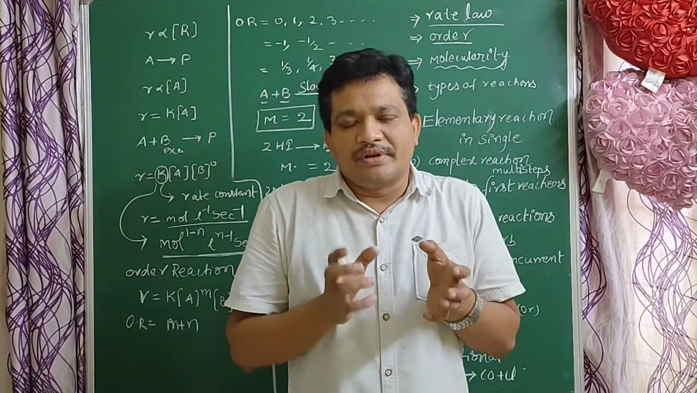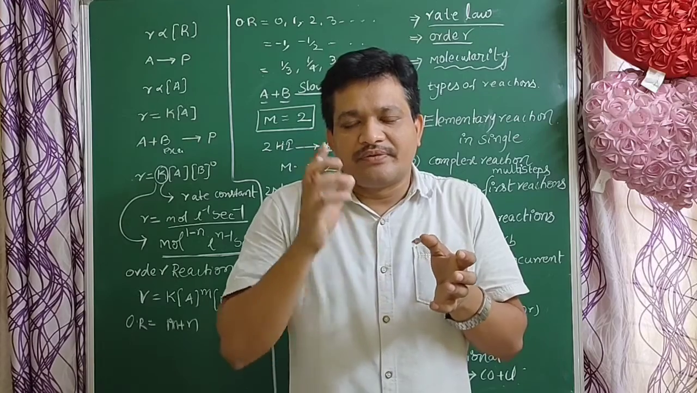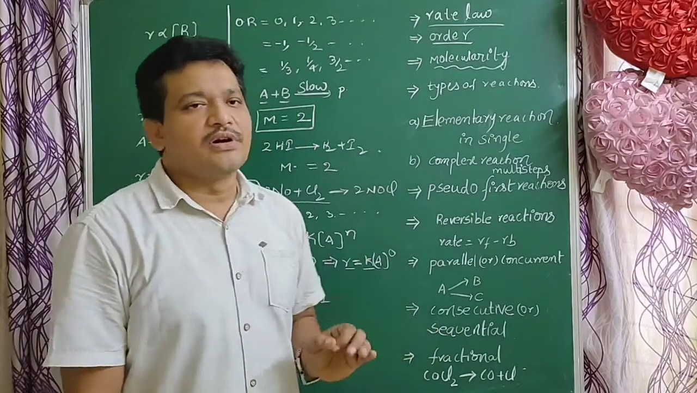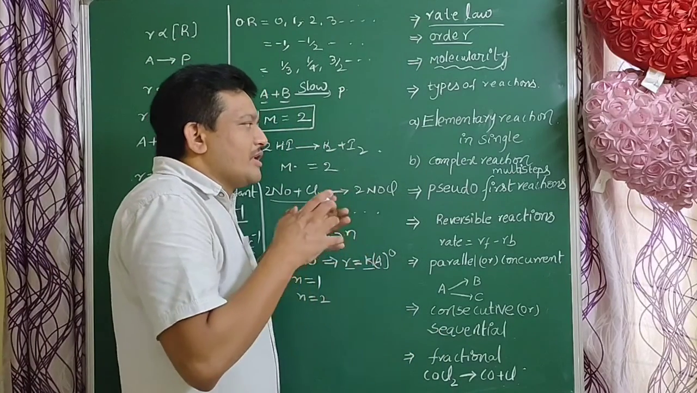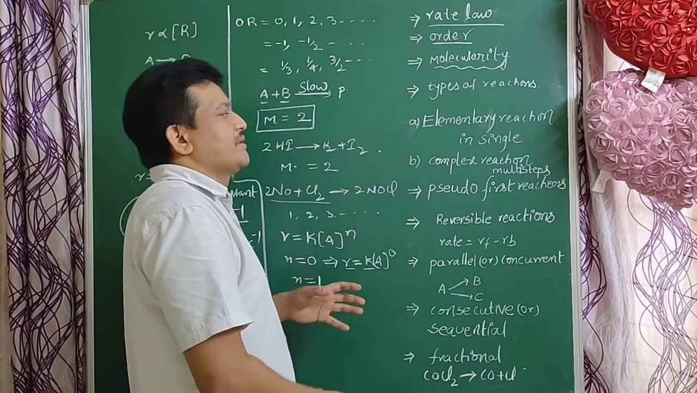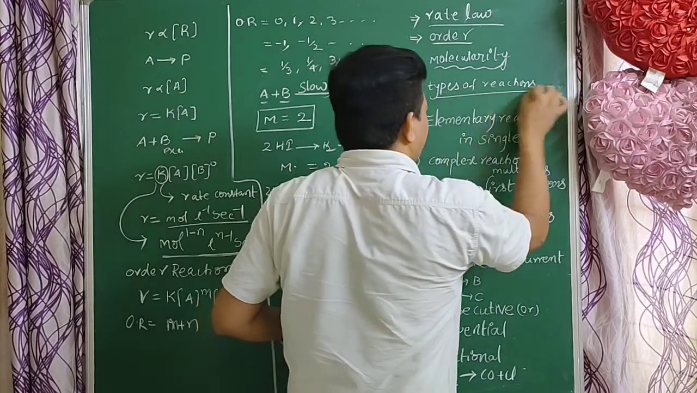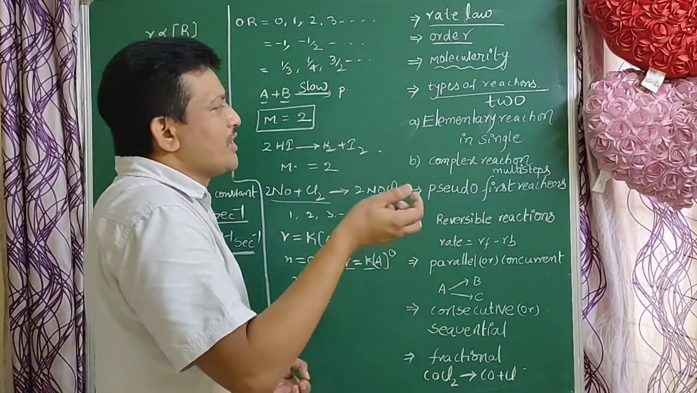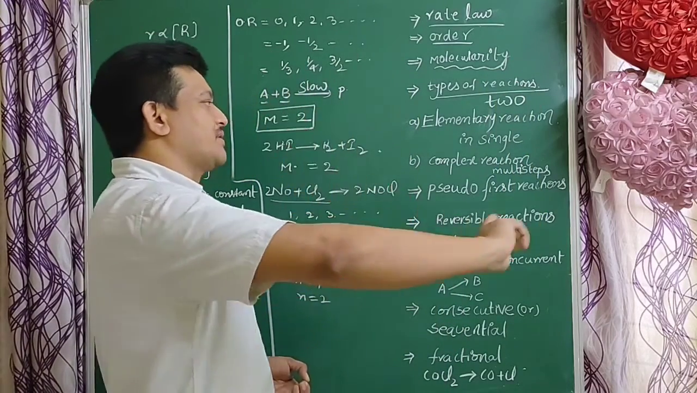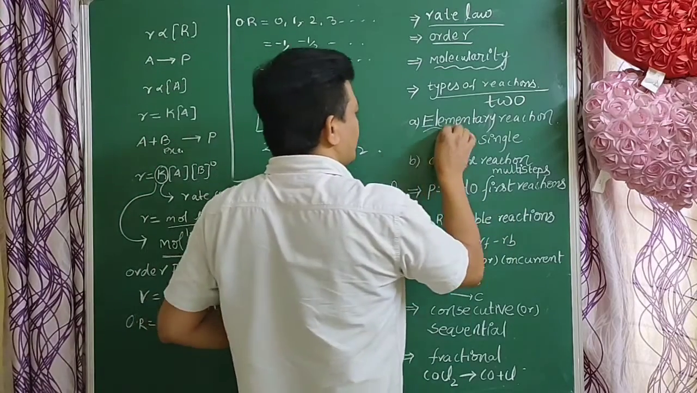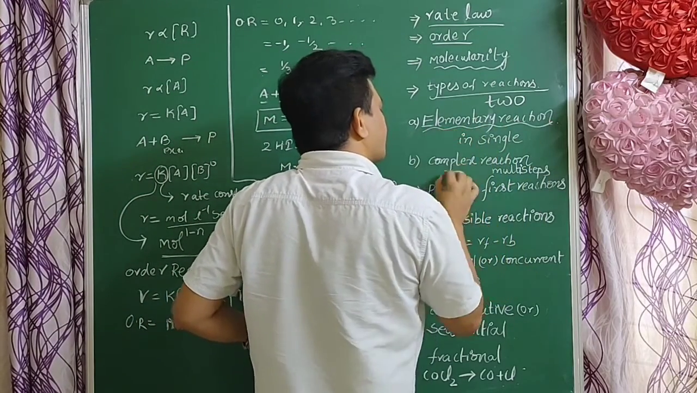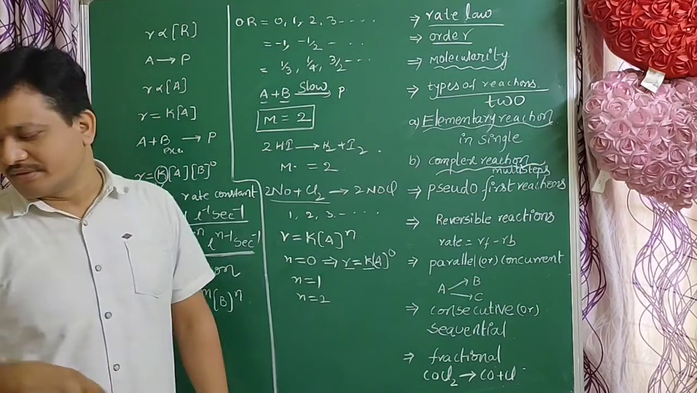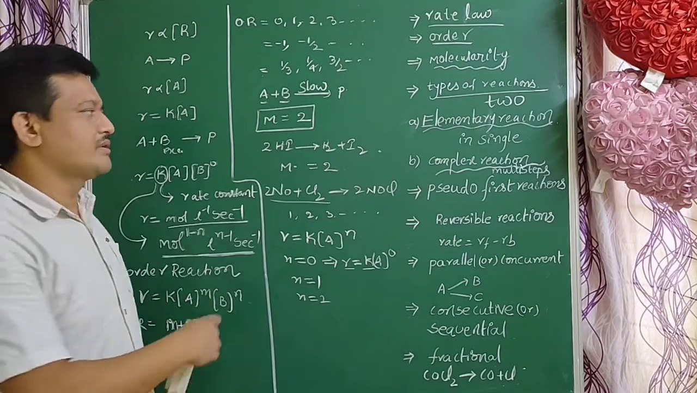How to write the rate equation in different cases, that is very important. Based on involvement of steps to complete the reaction, reactions are divided into 2 types. How many types, students? 2 types: elementary reactions and complex reactions. Those reactions are very important.